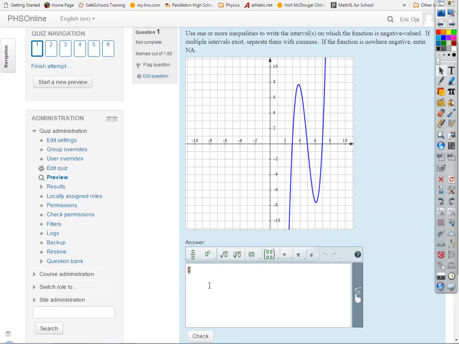That interval is only bounded on one end. It's only got an endpoint on the right. And so we only need one inequality. All we have to say is x is less than 3.